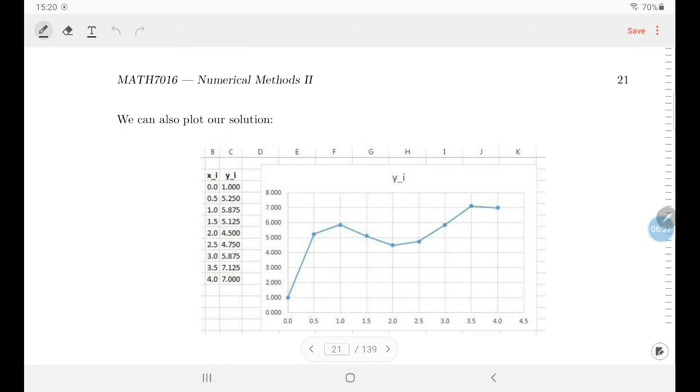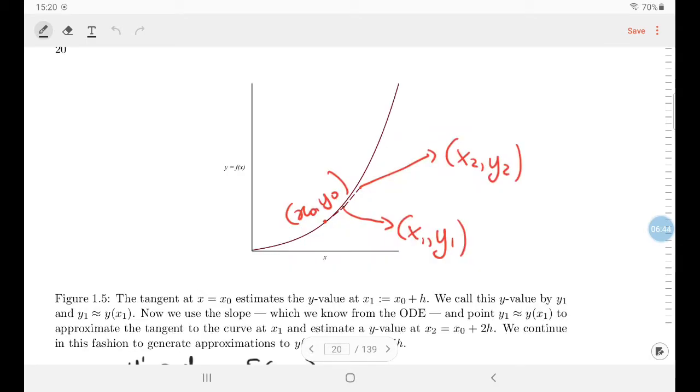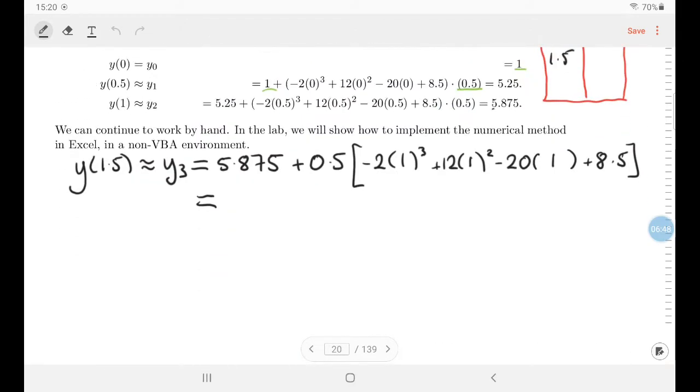So let's see what we get. If we keep on going, now these numbers look very different. Oh no, they don't, sorry. So we can go back here and put in the 5.125. That's what it says. Yeah, 5.125. So cheat.